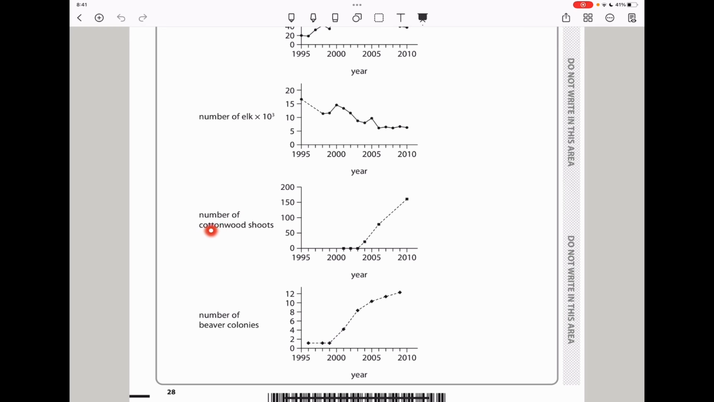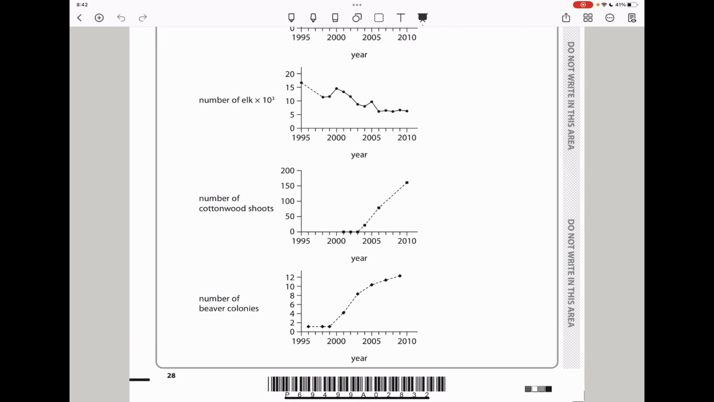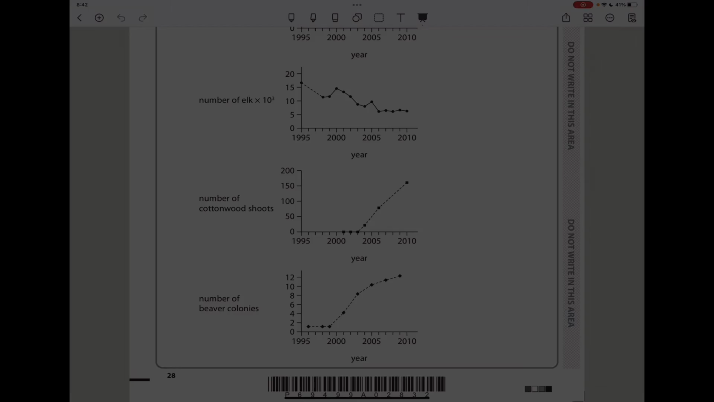Then the number of cottonwood shoots over time, we can see from 2003 there is a sporadic or greater increase. As you can see, it's kind of an exponential increase from that time. This could be due to maybe the decrease in the number of elks that were feeding on those cottonwood shoots. So if they decrease in number, it means now they have time to grow because there are fewer predators or fewer organisms eating them. Then here we have the number of beaver colonies. We can see again from about 1999, the beaver colonies begin to increase.